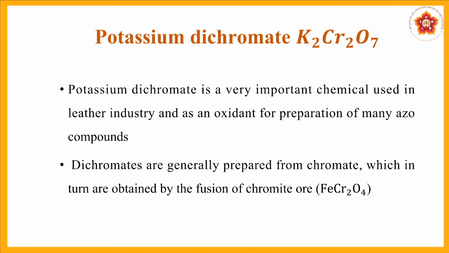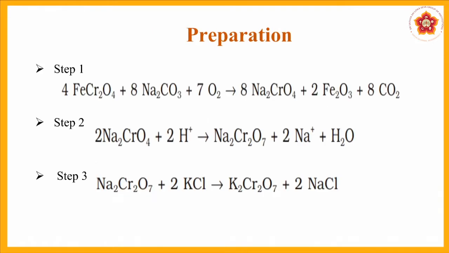So how do we undertake this preparation? Let us see now. In this case, it is a 3-step reaction. What is happening in the first step of this reaction? We are taking chromite ore, which is FeCr2O4. It is reacted with a base like sodium carbonate, and oxygen gas is supplied for that reaction. In these reactions, we get the sodium chromate salt formed, along with byproducts like iron oxide and carbon dioxide.